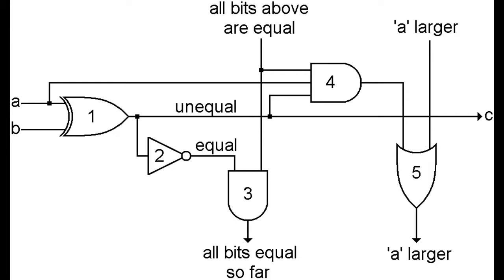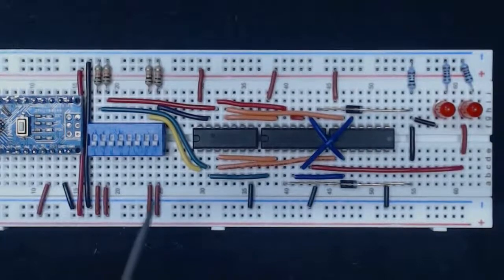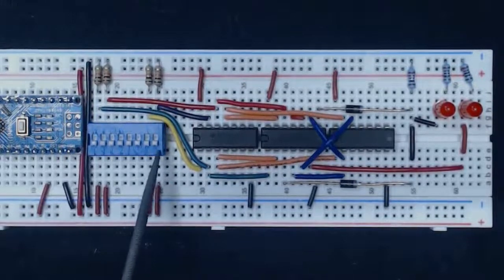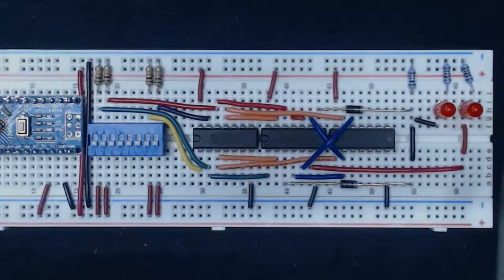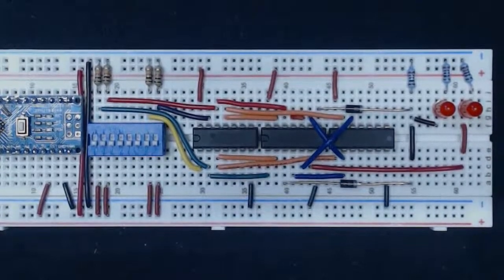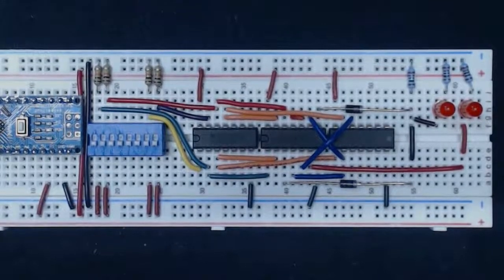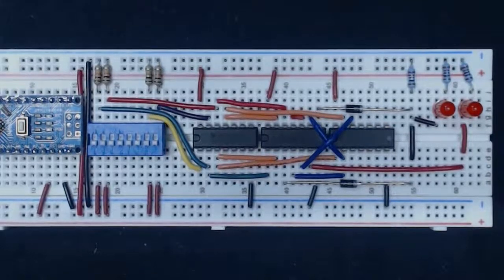So let's take a look now at a 2-bit comparator that I've built and see how it works. Okay, so here's my 2-bit comparator circuit. It's going to compare this 2-bit value here, A, with this 2-bit value here, B, and it's going to produce these two outputs, A larger here and equals. I'm not going to go through all the details of the circuit right here. I'm going to leave that as an exercise for you guys.